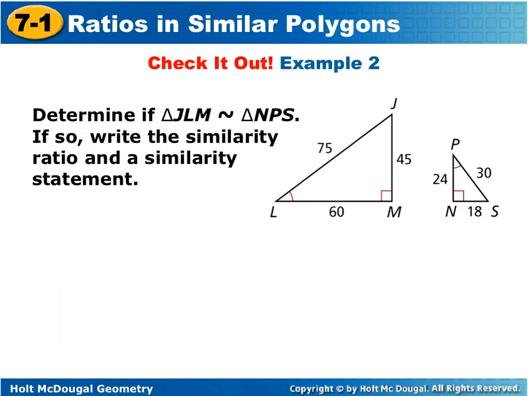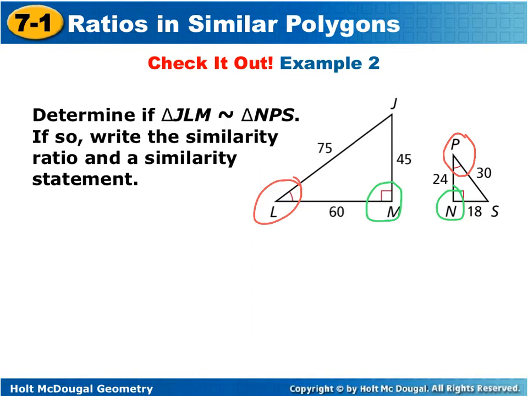Okay, the next example. Determine if triangle JLM is similar to NPS. If so, write a similarity ratio and a similarity statement. What's step 1? Find the angles. If we know that angle M is 90 and angle N is 90, those 2 are congruent. We know that L, it doesn't tell us what measure it is, but it has 1 arc mark, and P has 1 arc mark, so those are congruent also.